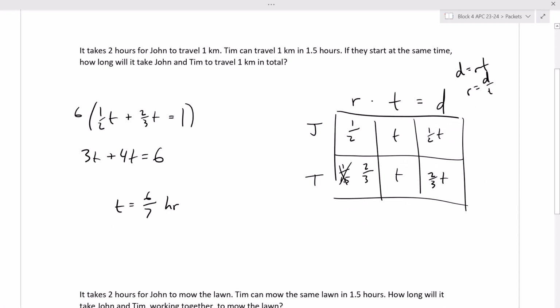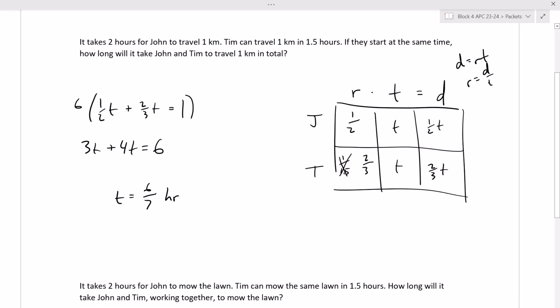Usually, since it's a word problem, of course, I'd expect a sentence answer. It would take them 6/7 of an hour to run 1 kilometer in total. That's really slow, isn't it?